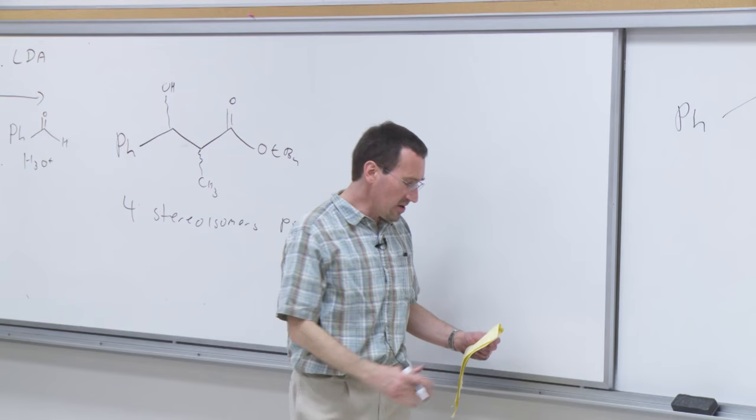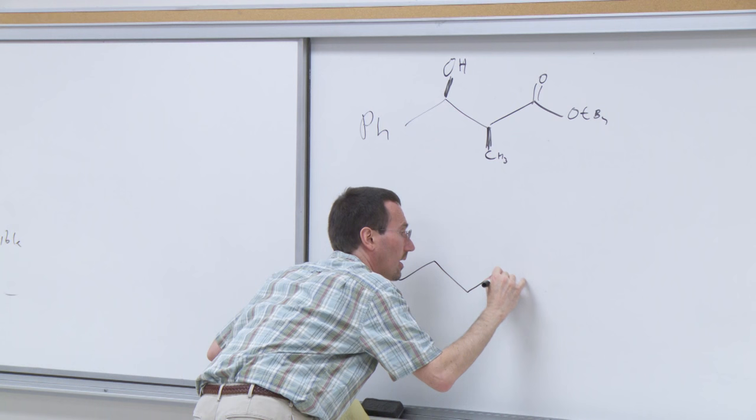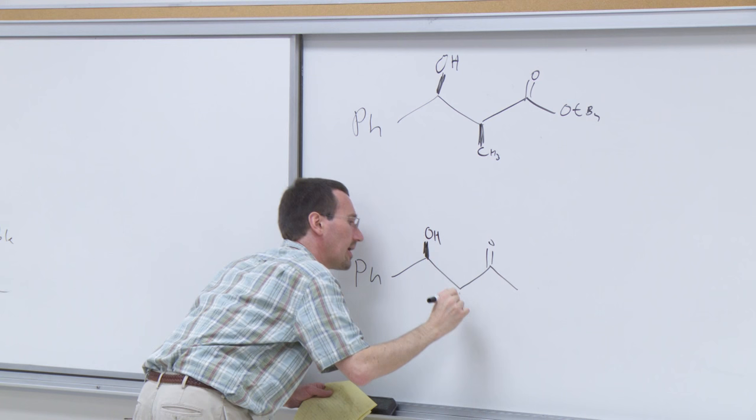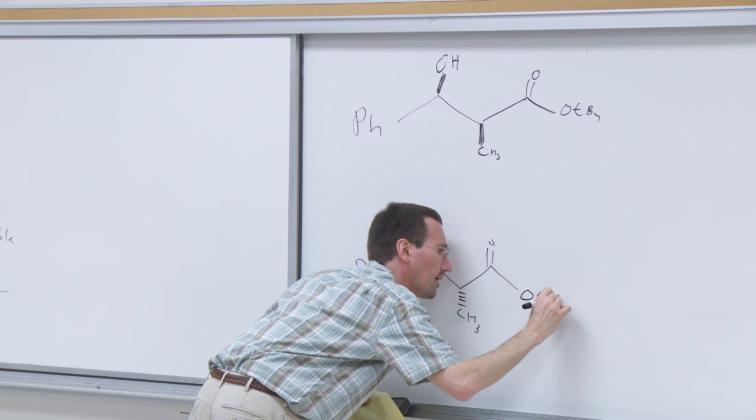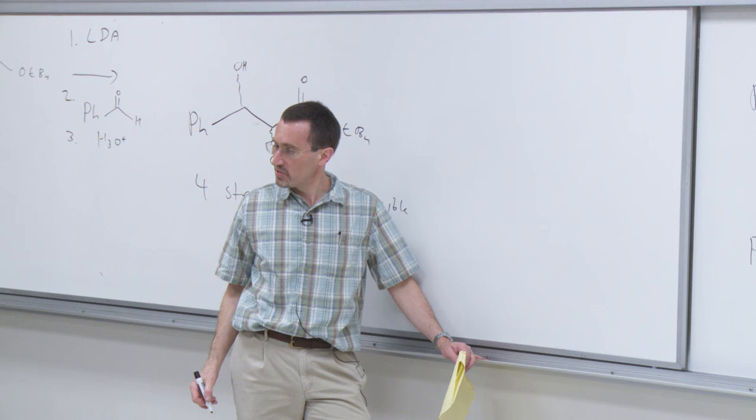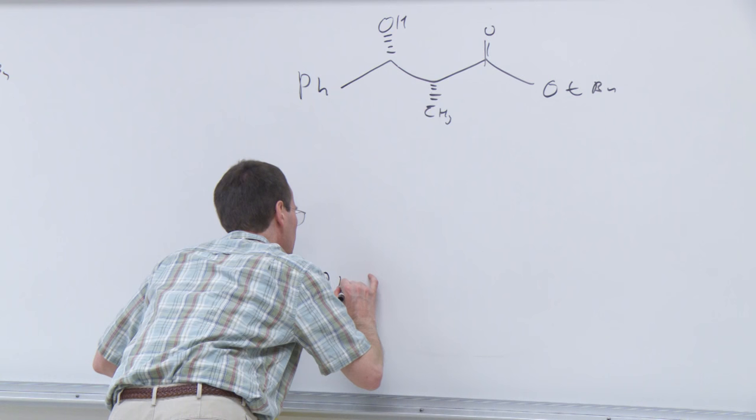I'll permute again and have the OH coming out of the blackboard, and the methyl group going back into it. And I'll flip those stereocenters, and we'll have the OH going back into it and the methyl group coming out.